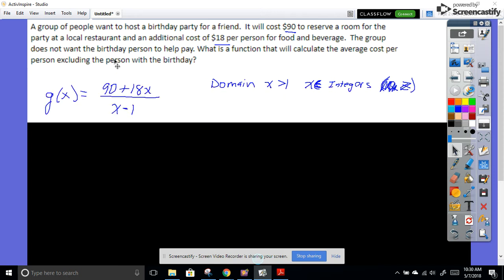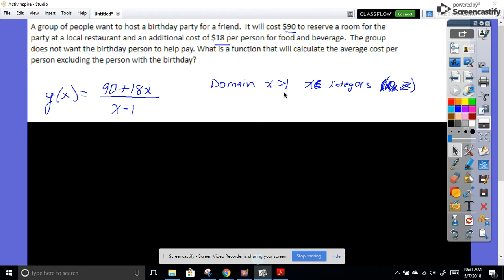They do not want the person who's celebrating their birthday to have to help pay. So when we divide by x, the number of people attending, we don't want to divide by x, because that means the birthday person has to pay too. One less person is going to pay. If there are 20 people there, we're not going to divide by 20. We're only going to divide by 19. We don't want the birthday person to pay.